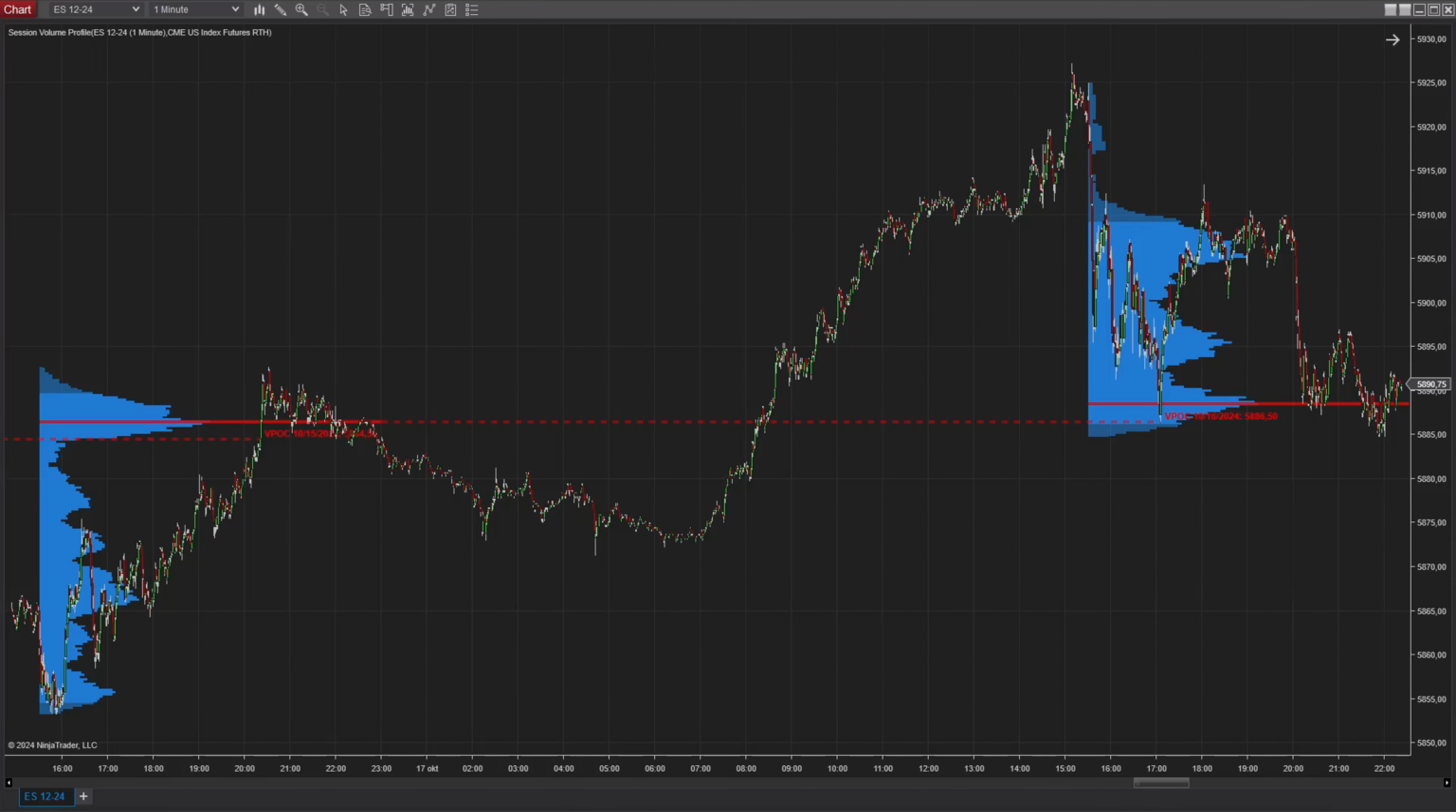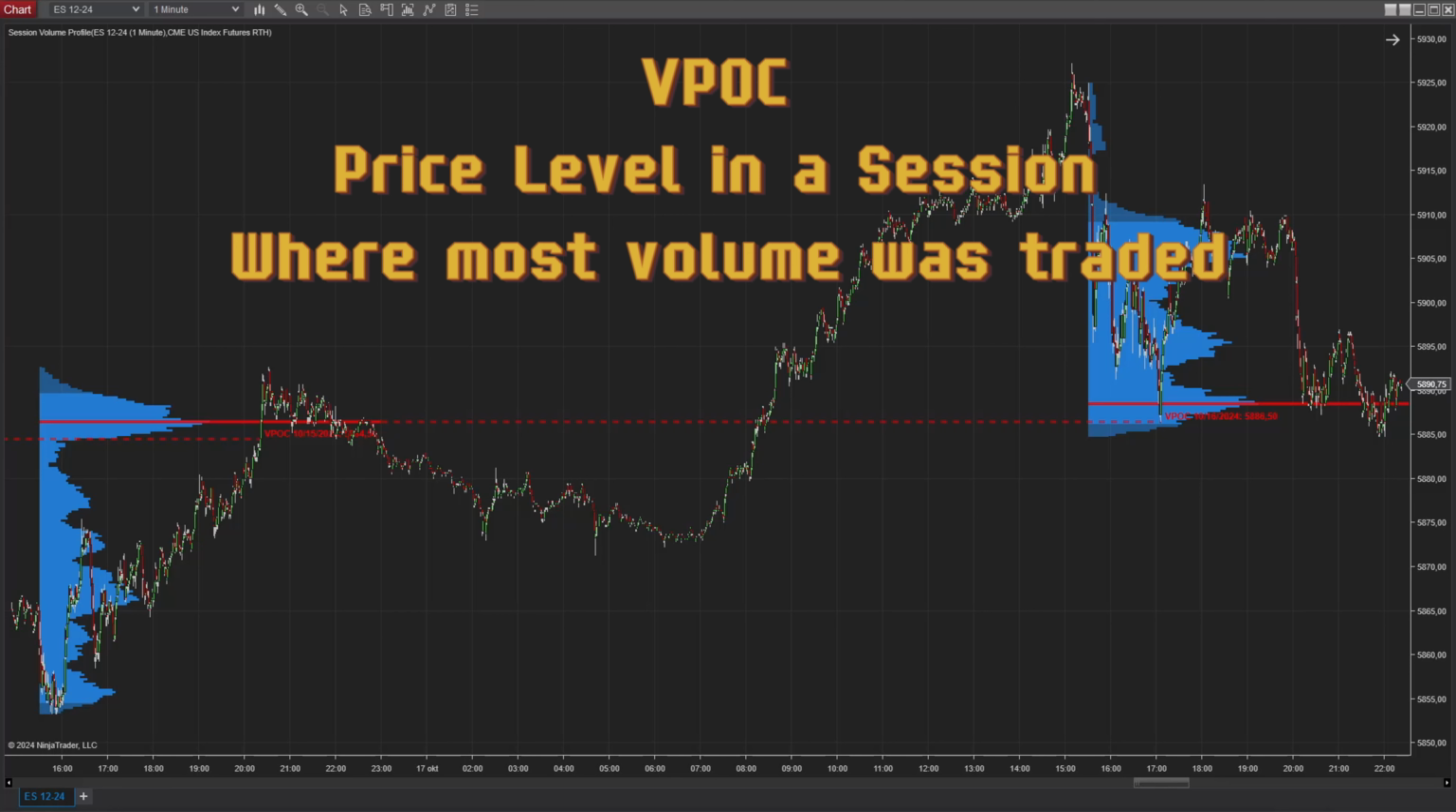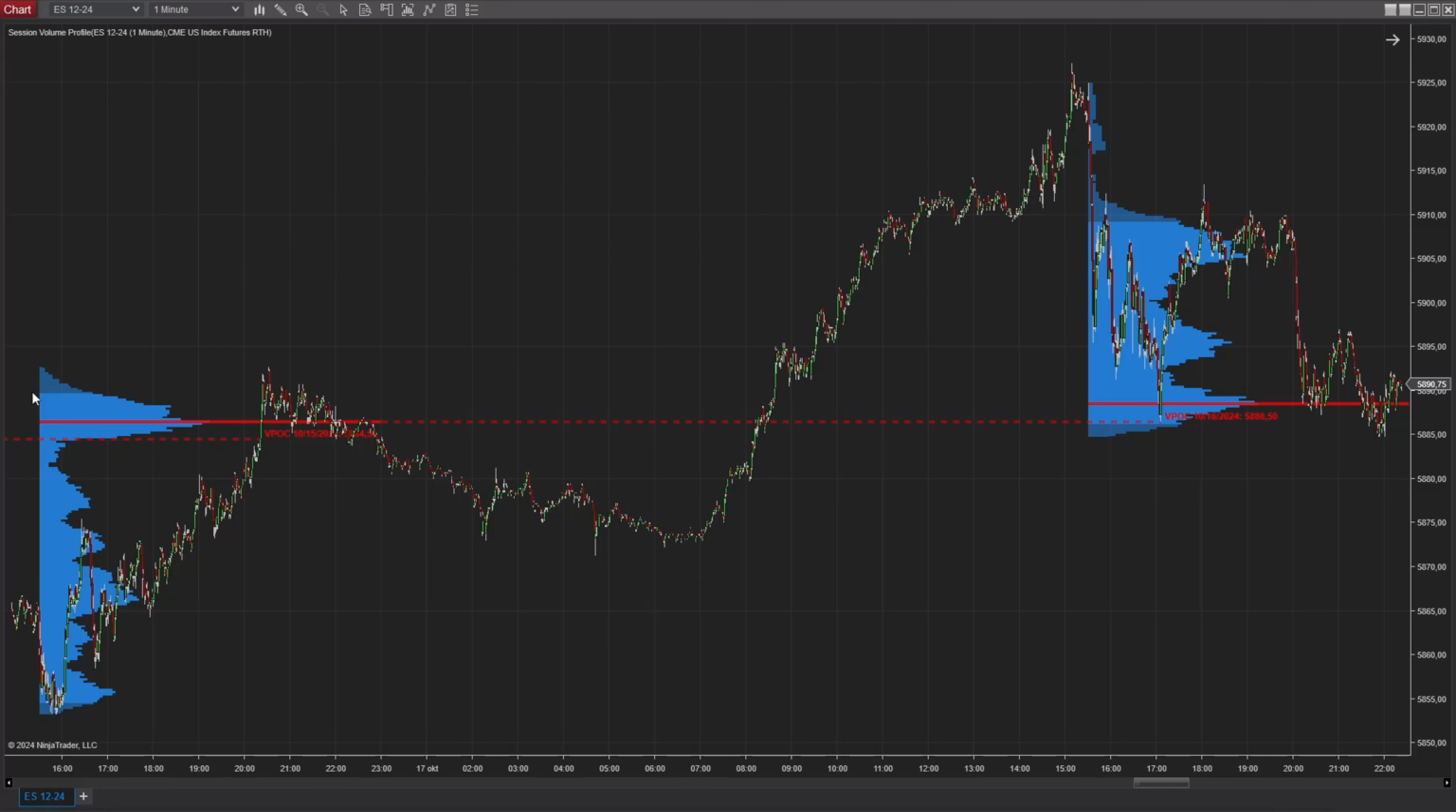Now, what's the VPOC or the volume point of control? The VPOC is simply the price level within a session where the most volume was traded. It represents the highest interest zone where buyers and sellers really engaged. If we look at the chart here, it's represented by the red line.